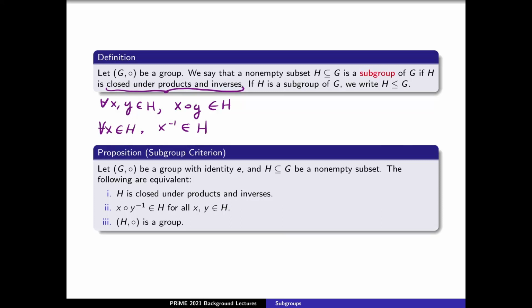And this brings us to the subgroup criterion, which allows us to determine whether a given non-empty subset H of G is a subgroup. The subgroup criterion tells us that if we have a group G with identity e, and H is a non-empty subset of G, then the following are equivalent. H is closed under products and inverses, which is equivalent to x ∘ y^-1 is in H for every x, y in H, which is equivalent to H being a group. The takeaway here is we can verify that a non-empty subset H is a subgroup by checking that it is closed under products and inverses, or that x ∘ y^-1 is in H for each x, y in H.